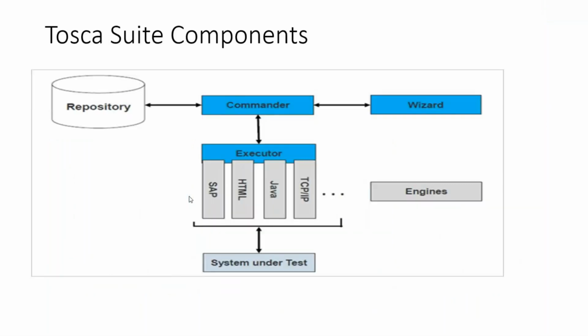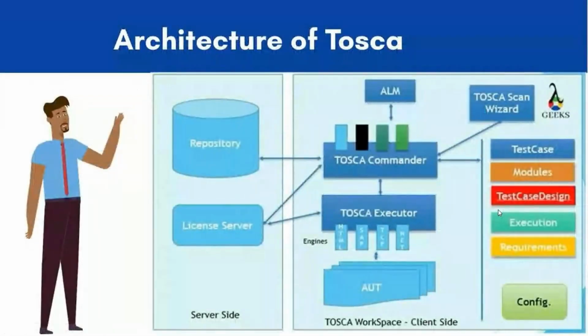Okay, so that is what we are actually trying to help you out. If you see, these are the important Tosca suite components. There is a repository, there's a commander, there's an executor. Based on what execution you are doing, whether it's web-based HTML or Java, TCP, SAP, anything, you have an executor, and based on the executor, there's a system under test. I'll explain what a system under test is today. And there's a wizard, and you have different engines for different executors. Obviously there should be separate engines, right? So this is how the Tosca components are. This is called the architecture of Tosca.